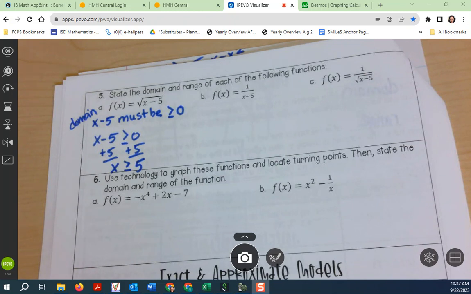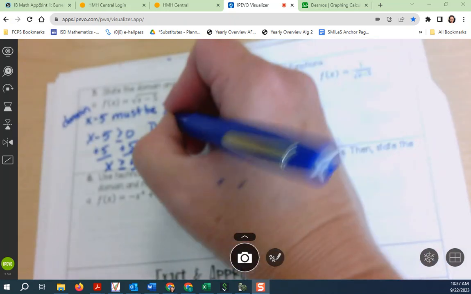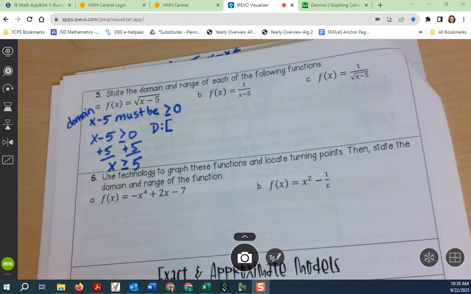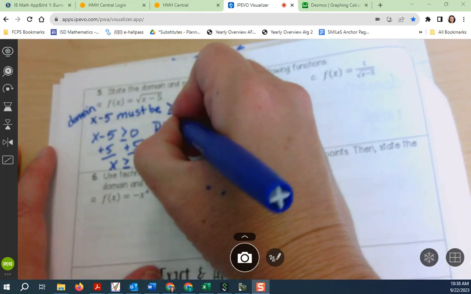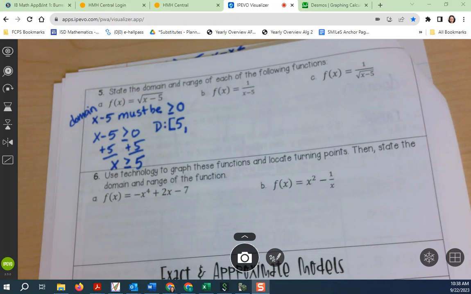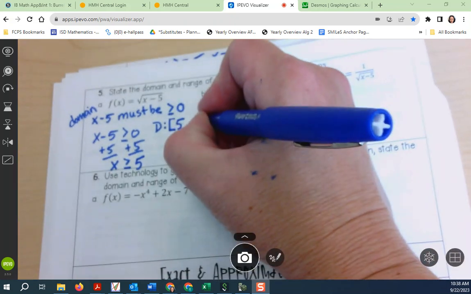So let's think about how that would look in interval notation. For your domain, the first number in the domain is what number? 5. Sophia says 5. Anybody want to agree with that? First number is 5? Yeah? Thanks, Torian. First number is 5. Is there any limit on how big it can be? No. So we'll go all the way up to what? Infinity.